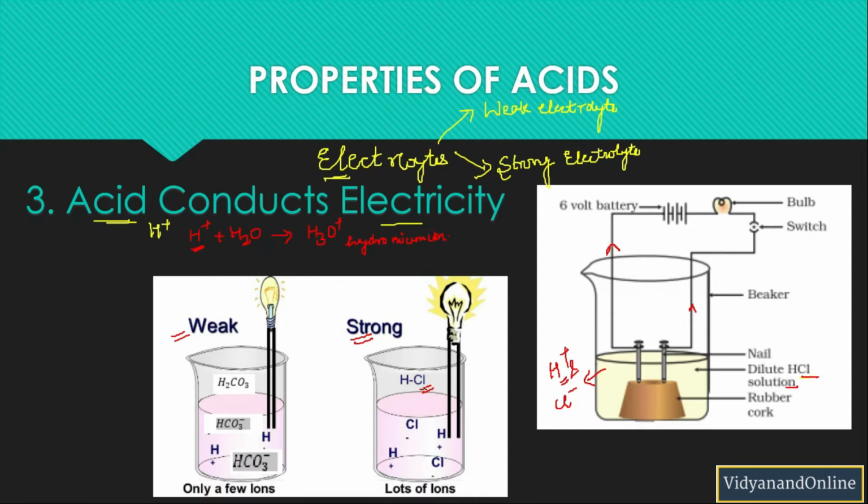So we know that HCl is a strong acid, and that is why there will be lots of ions, and thus the electricity will be produced, and that too in a very high quantity, and that is why see this bulb, it is glowing so brightly.